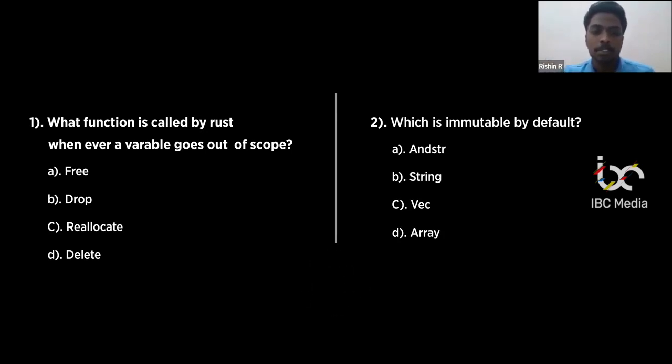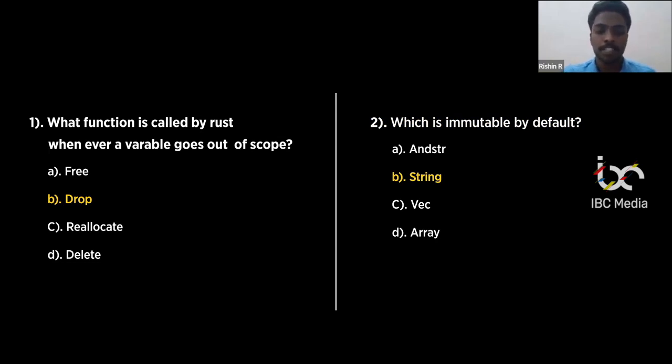Okay, it's time to close the boards. I'm going to share the results with you. So the first question was, what function is called by Rust whenever a variable goes out of scope? The answer is drop. And the second question is, out of the following, which is immutable by default? I have already mentioned that a String is mutable, but &str is immutable by default.